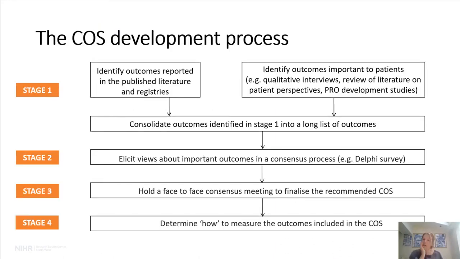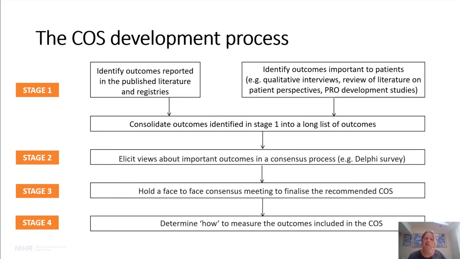This is a typical core outcome set development process. It's not the only way that things are done, but generally speaking, most people follow this sort of methodology. So you'll see that the first stage is about trying to find that long list of candidate outcomes. And generally speaking, there are two parts to this. One is looking at what's been published already, and that might be published, but it might also be registries.